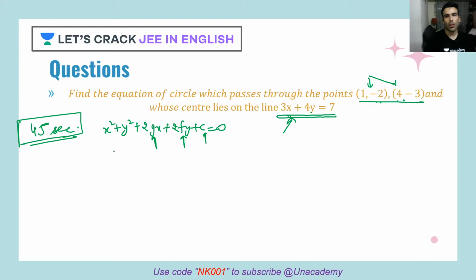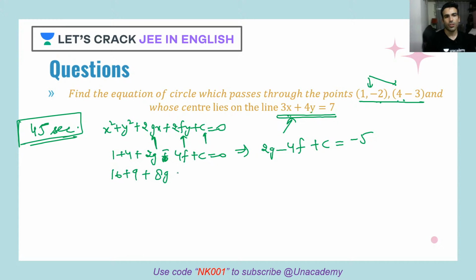So when you put 1, -2, you get 1 plus 4 plus twice of g minus 4f plus c is equal to 0. So I can rewrite this as 2g minus 4f plus c is equal to minus 5. Similarly, using 4, -3, I get 16 plus 9 plus 8g minus 6f plus c is equal to 0, which can be written as 8g minus 6f plus c is equal to minus 25.